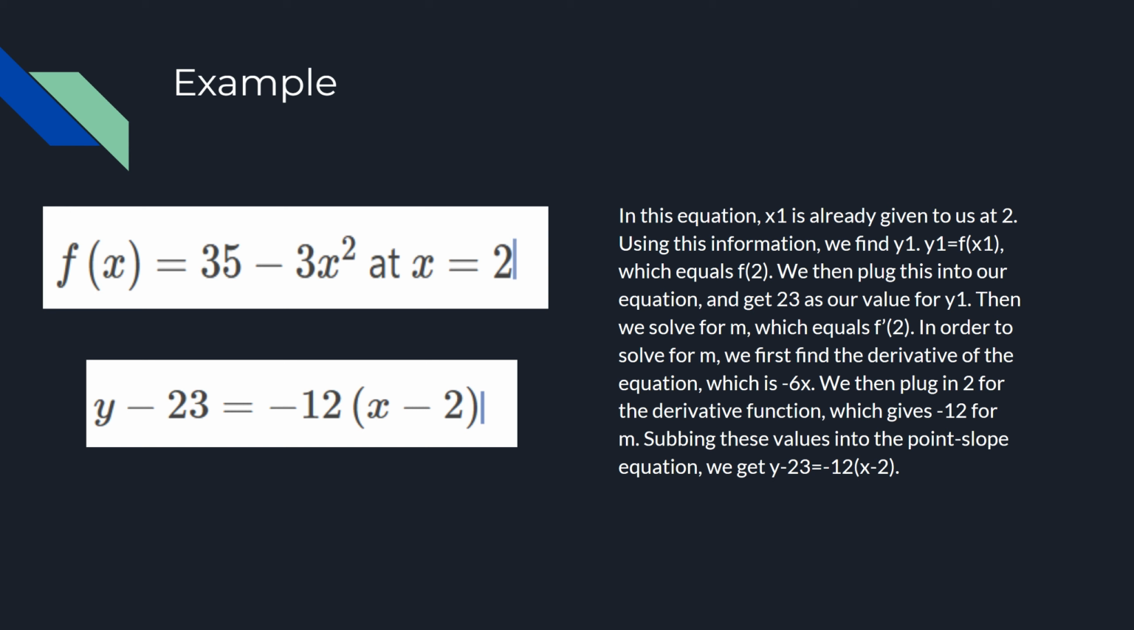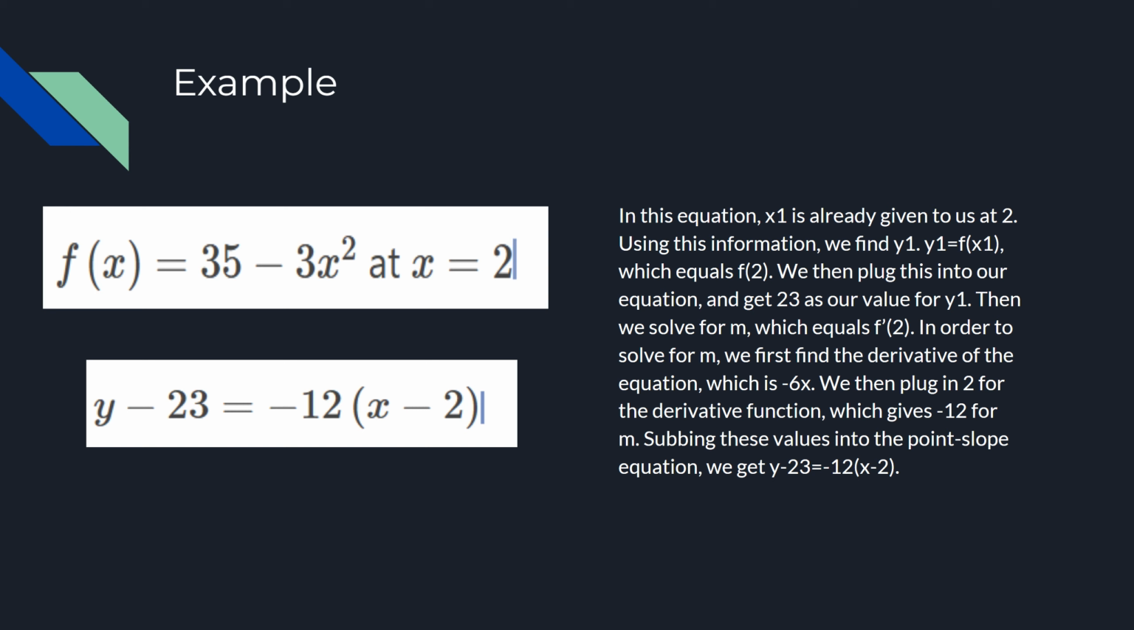And then we plug that into our equation, which would be 35 minus 3 times 2 to the power of 2. And we have to do our exponents first, which would be 2 to the power of 2, which would be 4 times -3, which would be -12, and it would be 35 minus 12, which would give us a value of 23, which is our value for y1.